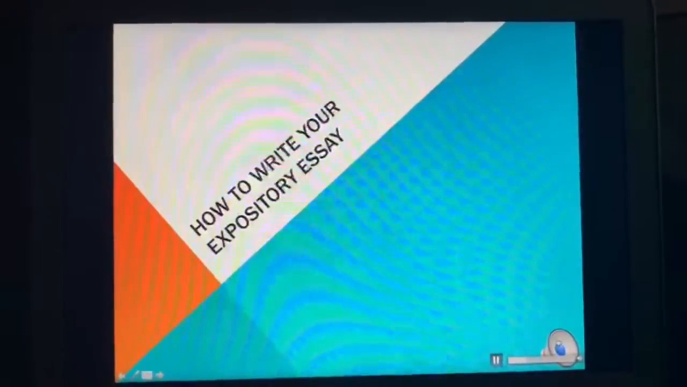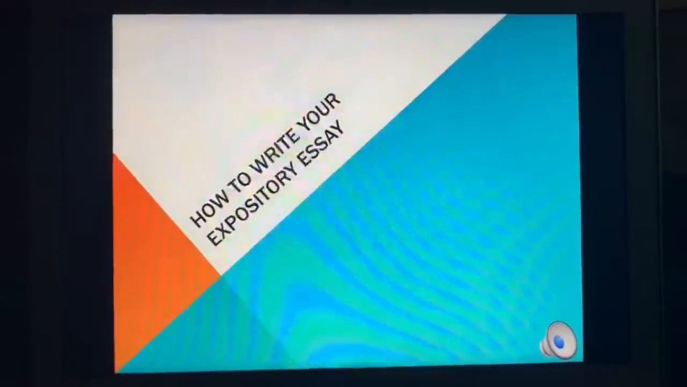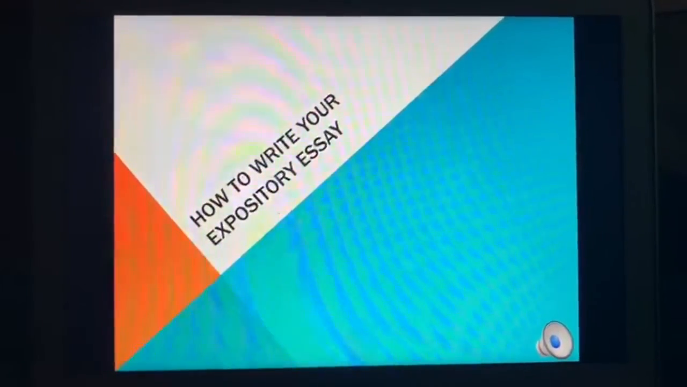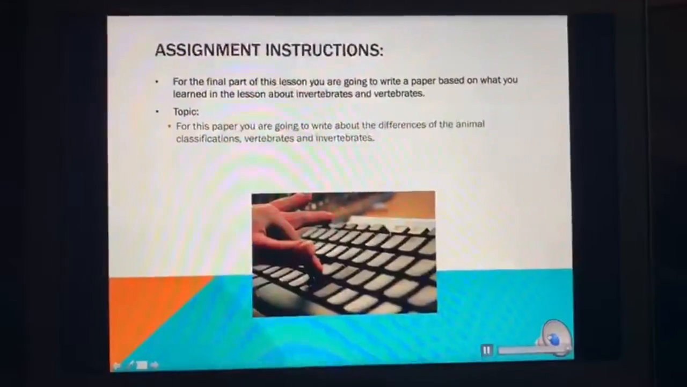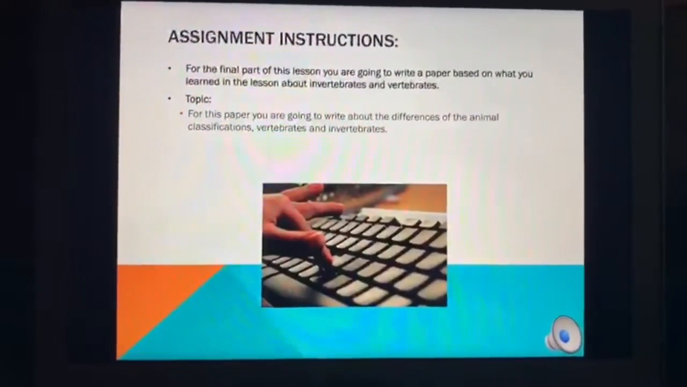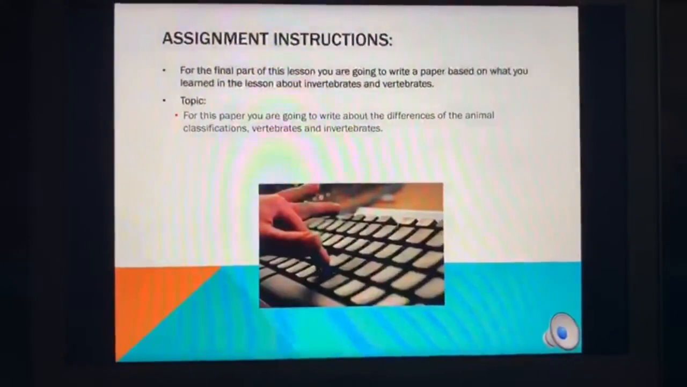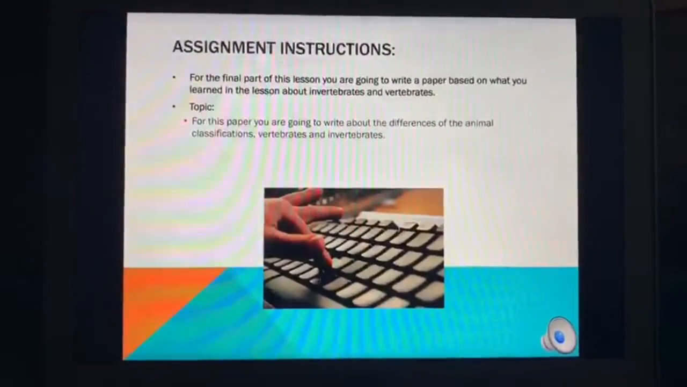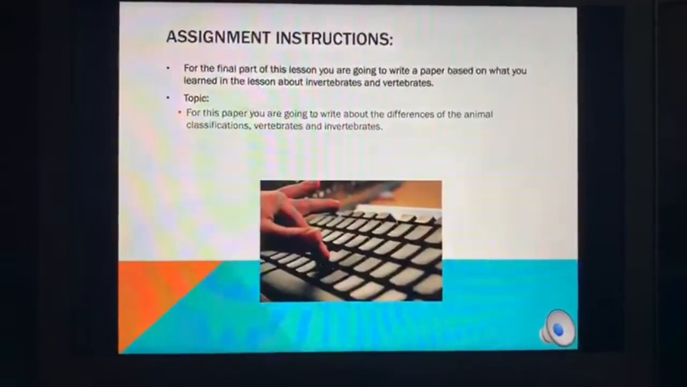All right, boys and girls, for the last part of your lesson, you're going to write an essay on what you learned about vertebrates and invertebrates. So for the last assignment you have about vertebrates and invertebrates, you're going to write a paper about what you learned in the lesson. The topic of your paper is going to be about the differences in the classifications of vertebrates and invertebrates.